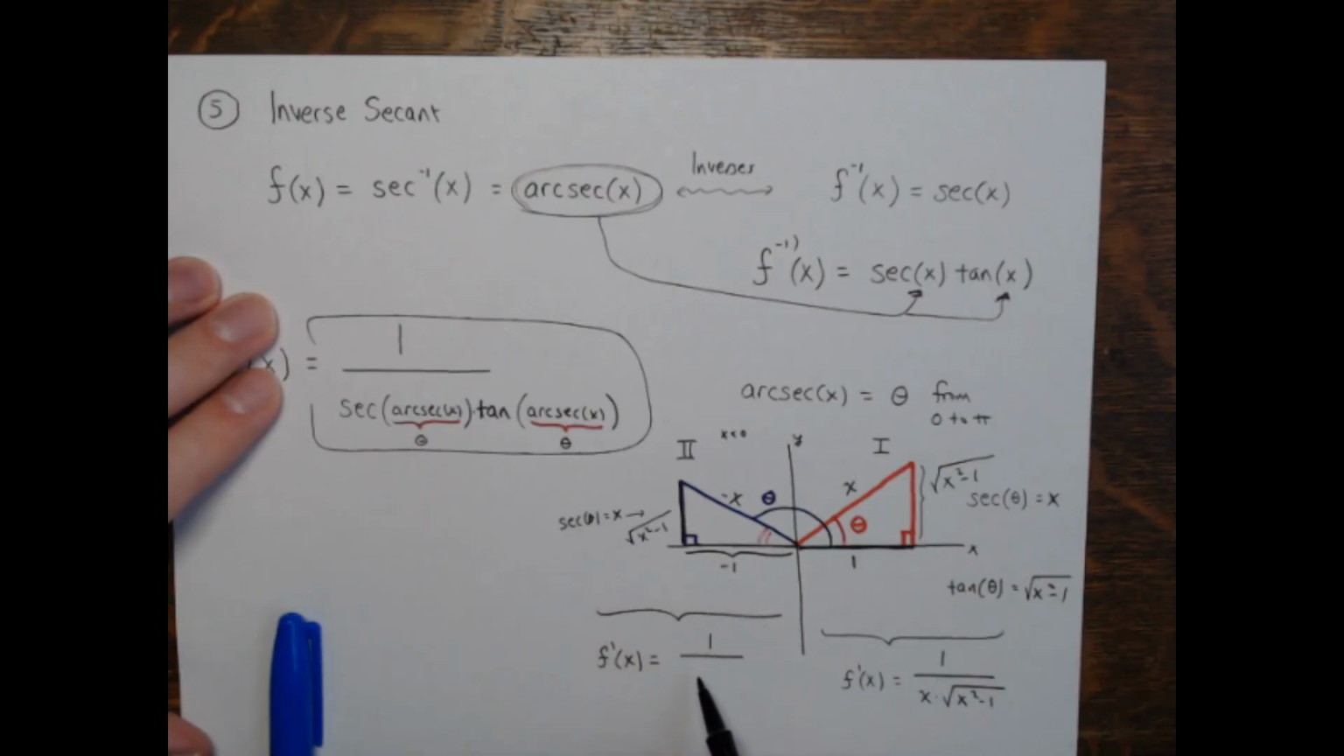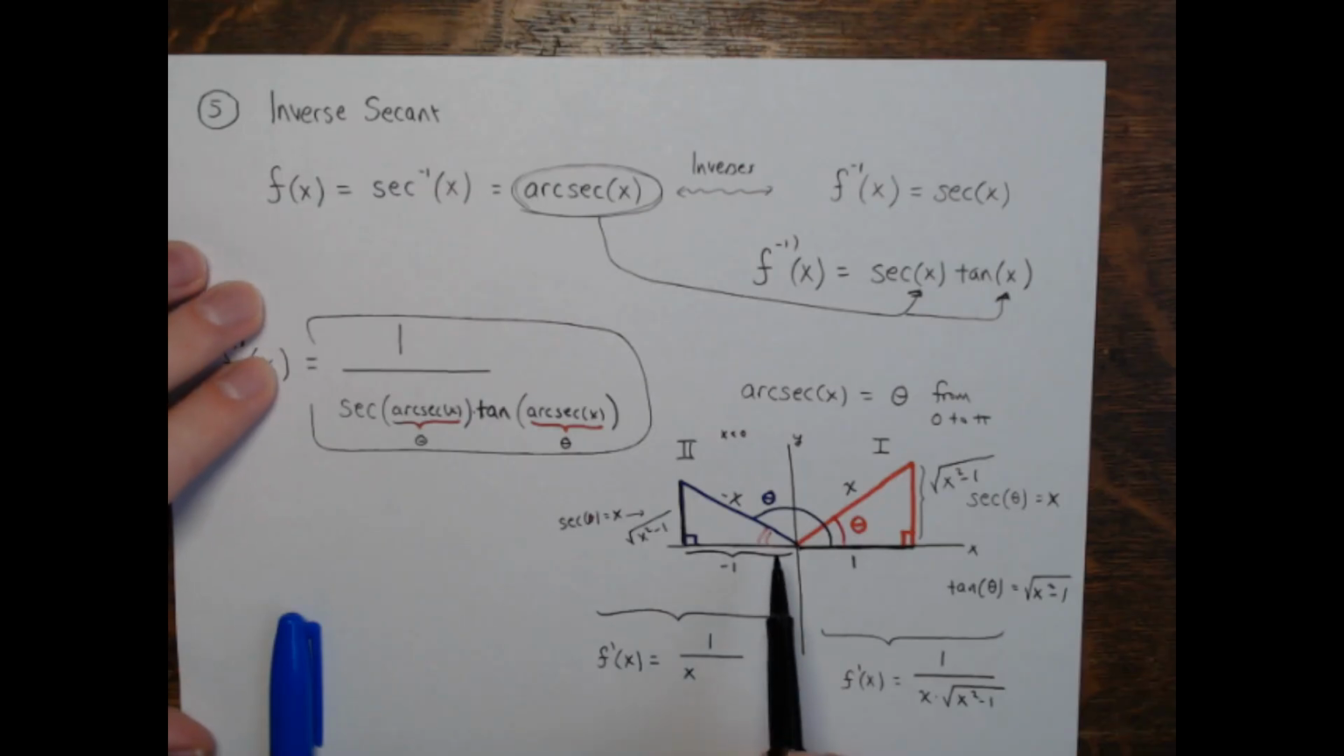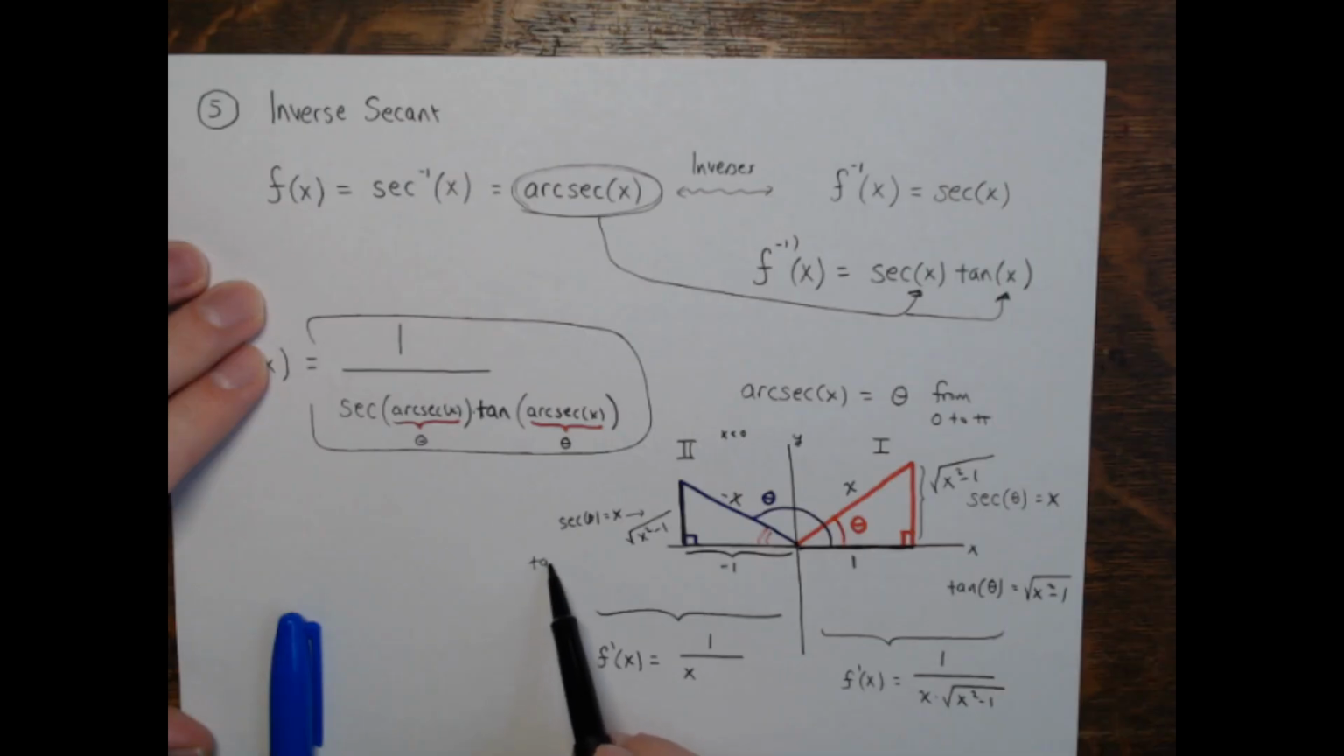So again, secant theta is still x, but this time the tangent of theta, again, taking the reference angle here, is opposite over adjacent. So it's the square root of x squared minus 1 divided by -1. So now you have the negative square root of x squared minus 1 for the tangent. So I'll make this negative down here.